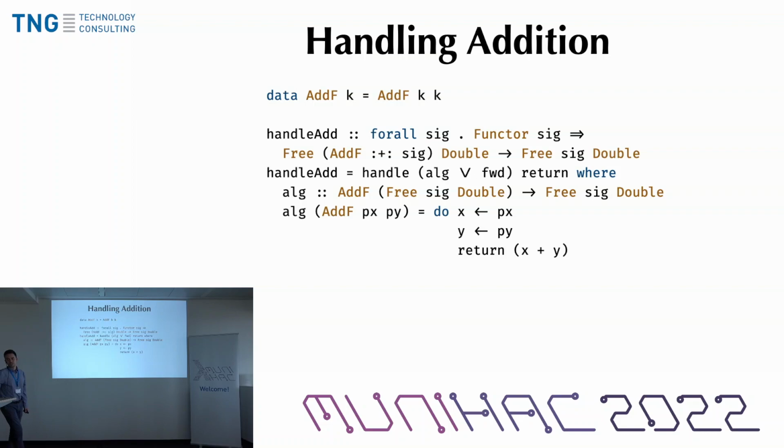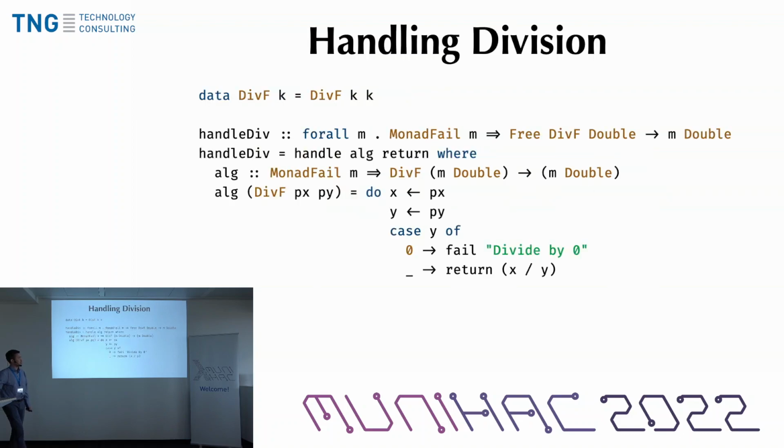And how you deal with addition is basically the same idea. You just have an algebra that works only with addition now and does that part. And how do you deal with division? Well, we could use this whole MonadFail m constraint and say that's what we're handling our tree into. Then we could write this code. And so now we've isolated the part where we have this particular constraint, okay?